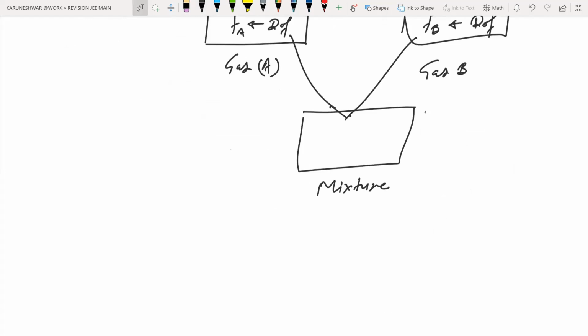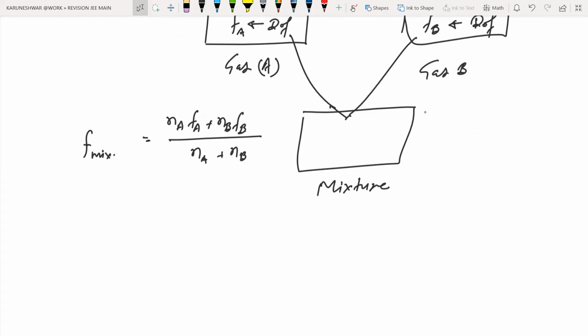So what will be the degree of freedom for a mixture? Here we can write that the mixture has degree of freedom F mixture, which will be Na times Fa plus Nb times Fb, divided by the total number of moles. So it is Na plus Nb.